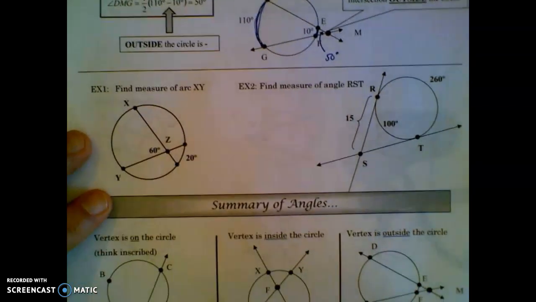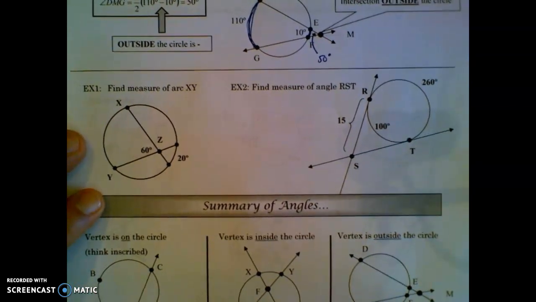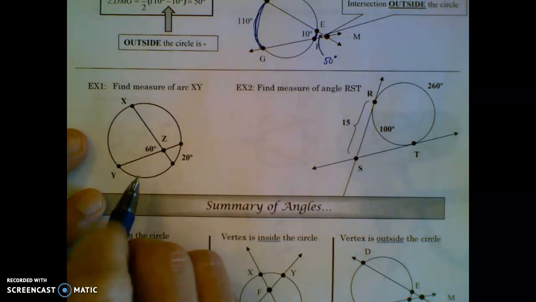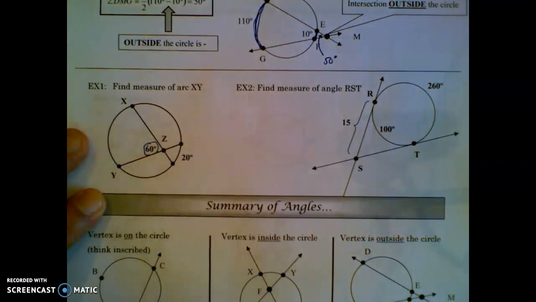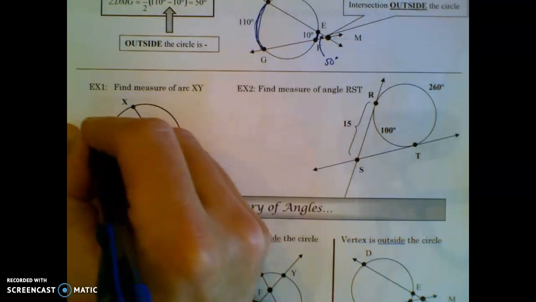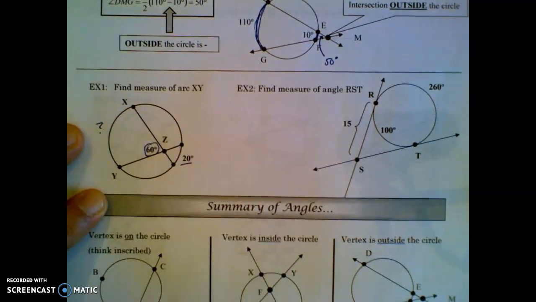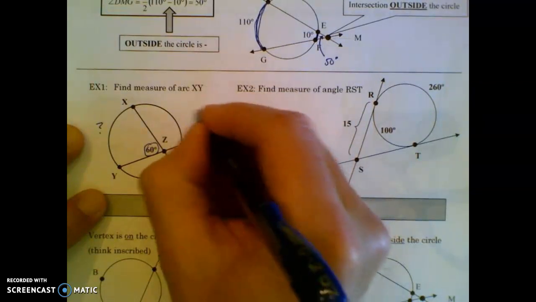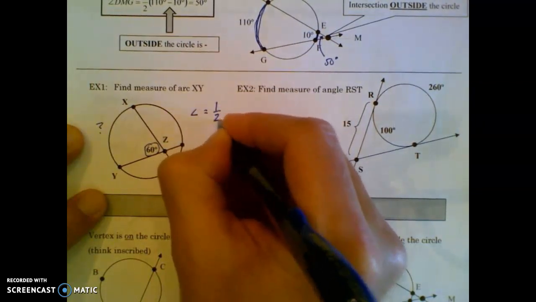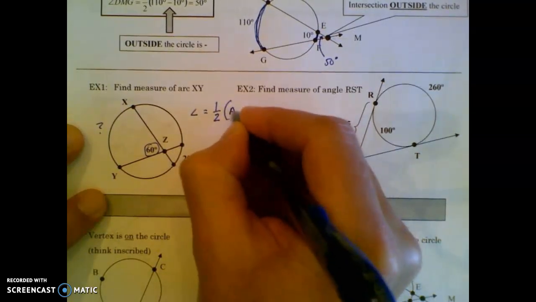So down here I have an illustration of both examples, both theorems that we looked at. So again, here the intersection's on the inside. So again, I'm going to take half of the sum of the arcs, but I already know what the angle is. It's 60 degrees. I know the one arc is 20. I just don't know what this big arc is over here. So to figure that out, you basically set it up. So the angle is equal to half of arc plus arc.